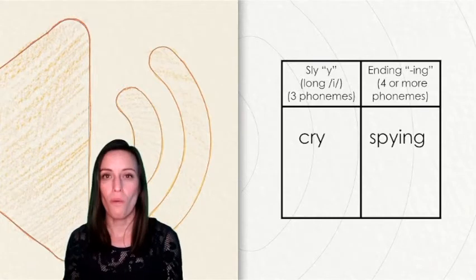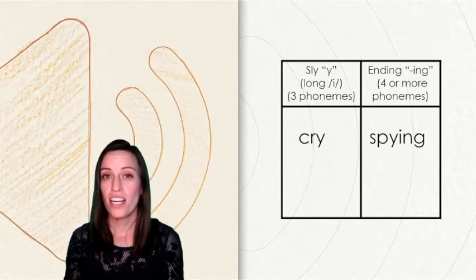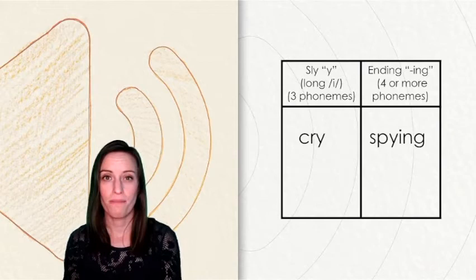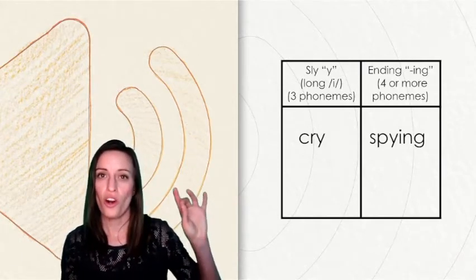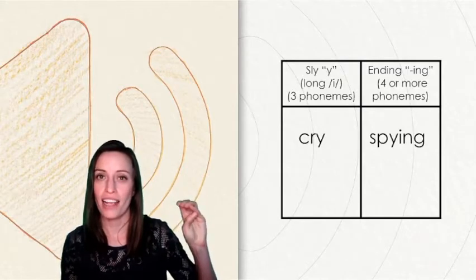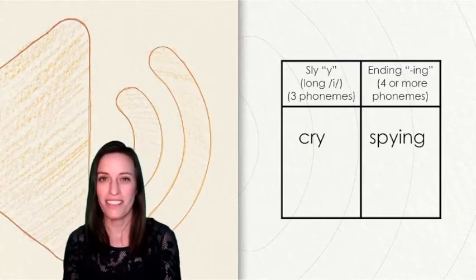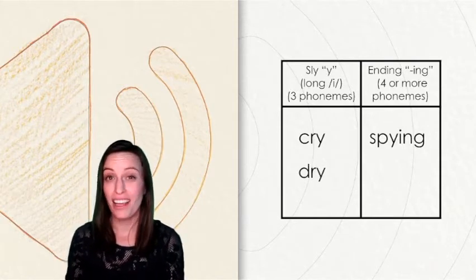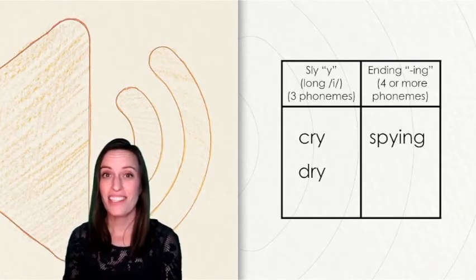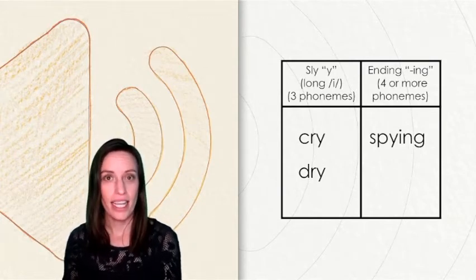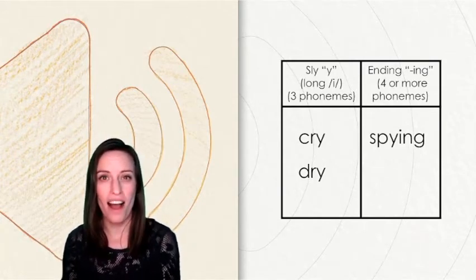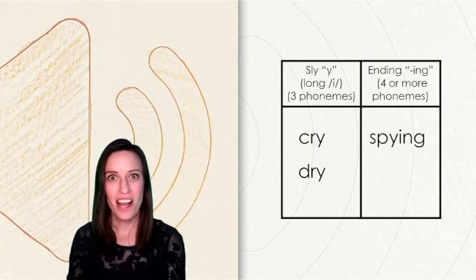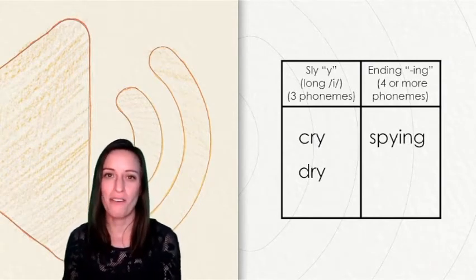Let's try one more word together. The word is dry. Tap out that word. D-R-I, dry. Where do you think it belongs? I can't fool you, you're right. The word dry goes in the first column. It has just 3 sounds, and it has that sly Y at the end. Great job playing your first round of Sort It Out.